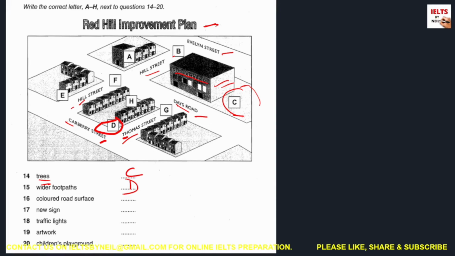So the road at the entrance of Thomas Street from Days Road. The entrance of Thomas Street is from here and here, but they're saying from Days Road, which means this one here. So G should be the colored paint. Okay. Now look for the words new sign.